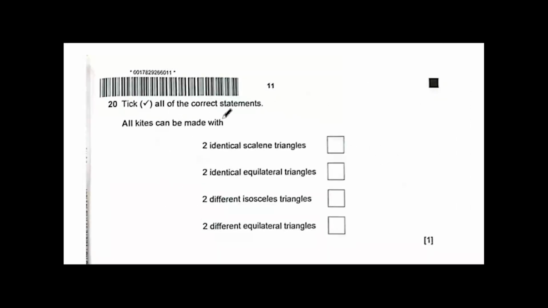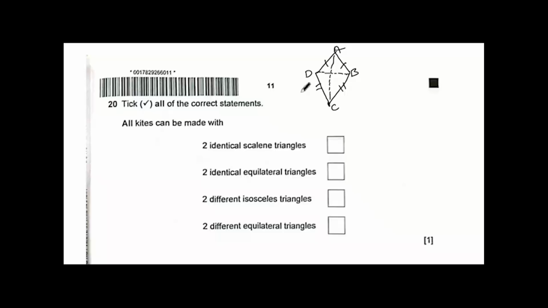Tick all the correct statements. All kites can be made with this or this or this or this. So the first thing we need to do is to sketch a kite. Then it will be easier for us to choose the correct option. Okay, so this will be the shorter diagonal, and this will be the longer diagonal. This side is equal to this side. This side is equal to this side. So I can label the kite as A, B, C, and D.